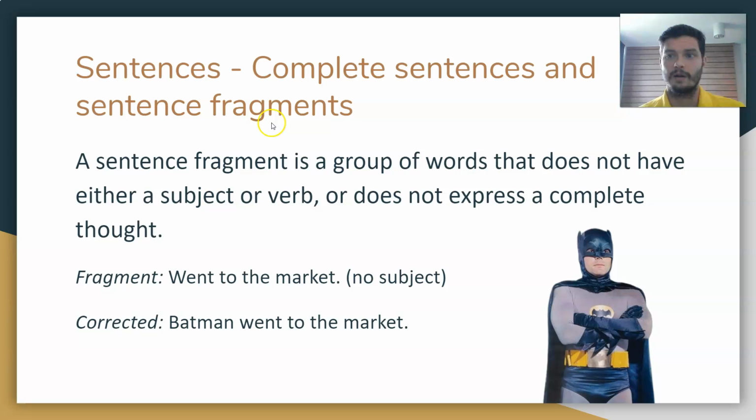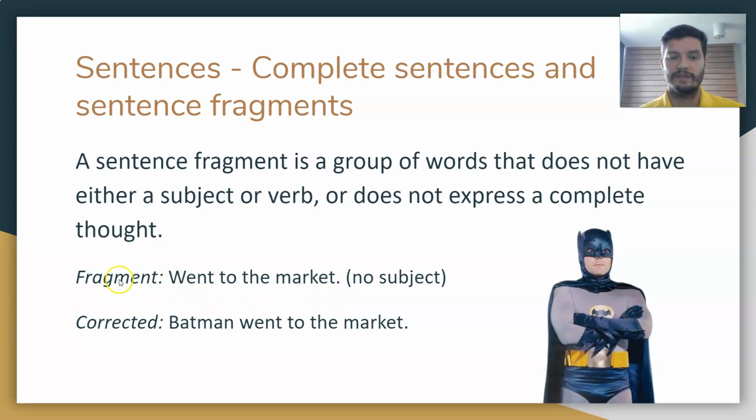All right, so now let's talk about sentence fragments. All right, a sentence fragment is a group of words that does not have either a subject or a verb, or it does not express a complete thought. So, went to the market. Is that a complete sentence, or is it a sentence fragment? Well, we don't know who went. Okay, there is no subject. We have the verb, but no subject, so this is not a complete sentence. It is a sentence fragment.